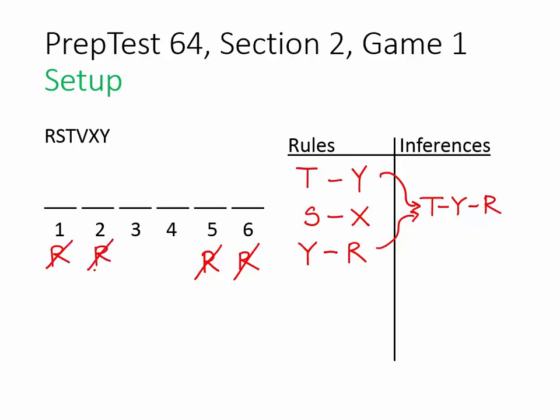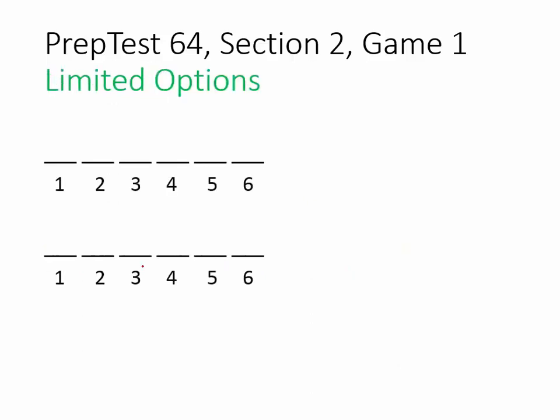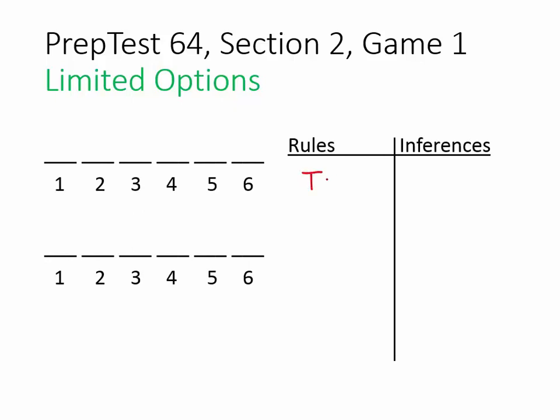You may notice that that leaves only 2 possible options for where R can go. Therefore, we have some limited options. So let's go ahead and build out those limited options. Let's get all of our stuff on the page here. Let's quickly write out our rules again over here just so that we have them on the page to look at, and build out our 2 limited options.